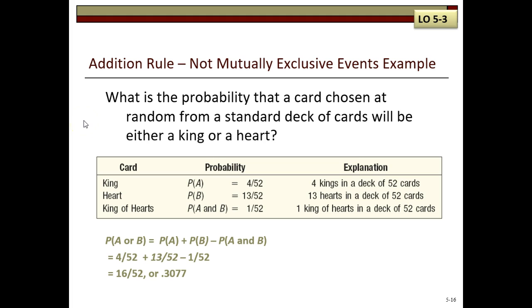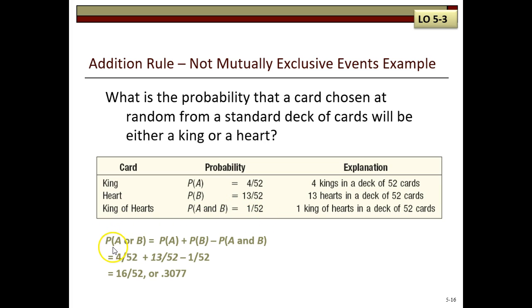This example uses the general rule of addition. It says, what's the probability that a card chosen at random from a standard deck of cards will be either a king or a heart? The probability of getting a king is 4 out of 52, a heart is 13 out of 52, and a king of hearts, the probability of A and B, is 1 out of 52.